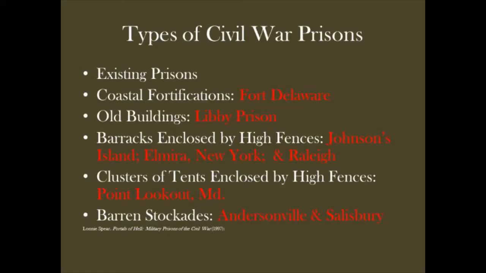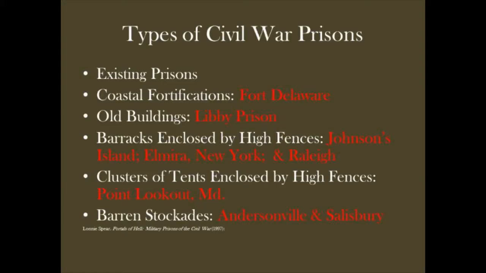There was no idea, no sense that the Confederate Navy was going to actually attack a northern city, so these fortifications were necessarily unusable except as prison camps. Old buildings were also used, like Libby Prison. Libby Prison was formerly a tobacco warehouse that was used because they needed space in downtown Richmond near the James River. Another good example is Salisbury Prison.